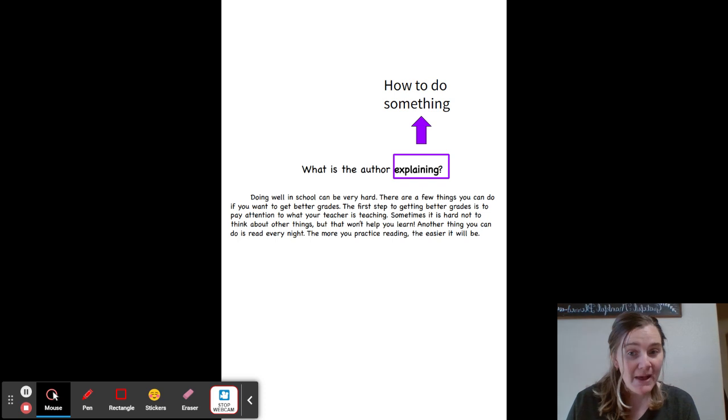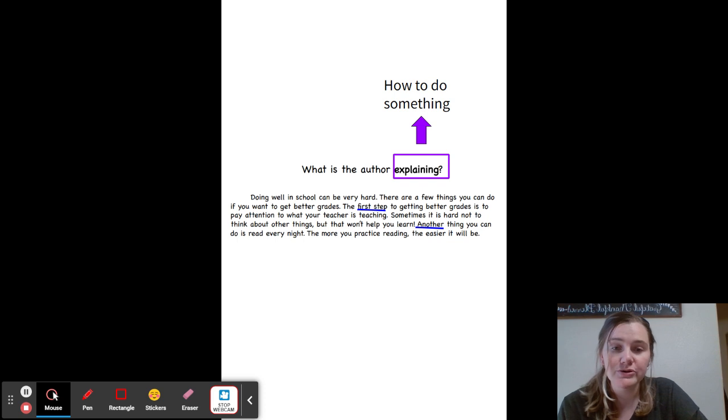So I would read the passage to the students, and then I would show the students how I go through the passage to find these important keywords. For example, in this passage, we can find words like first and another. These are words that help signal that there are different steps to take.